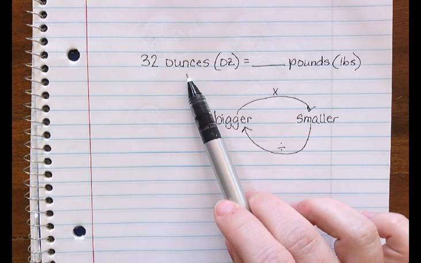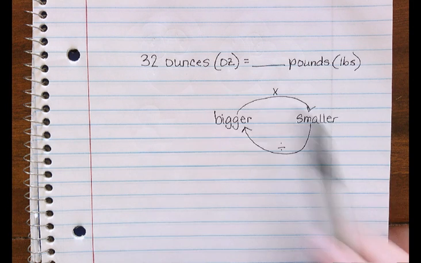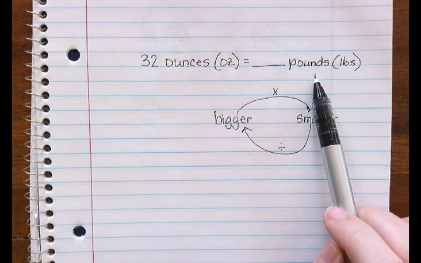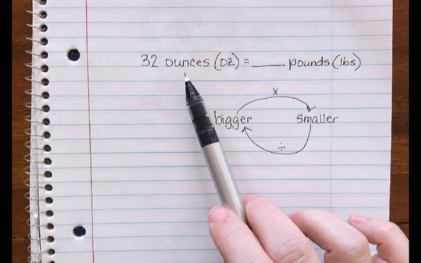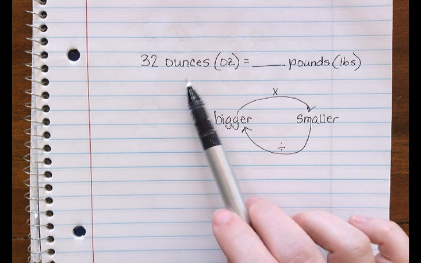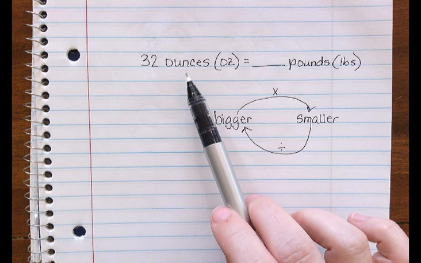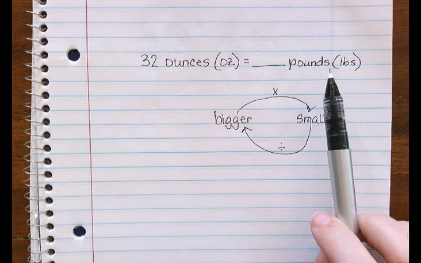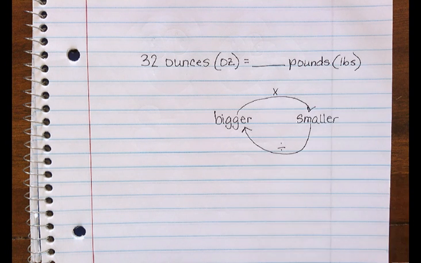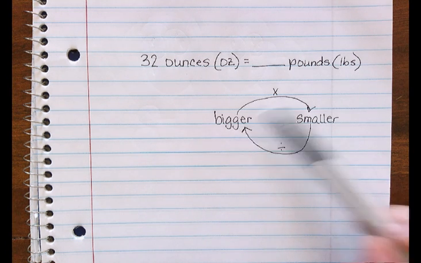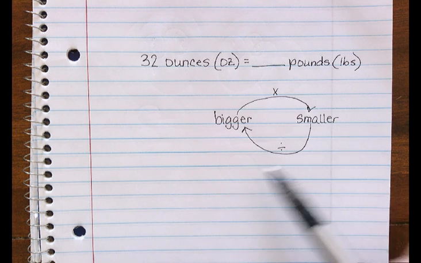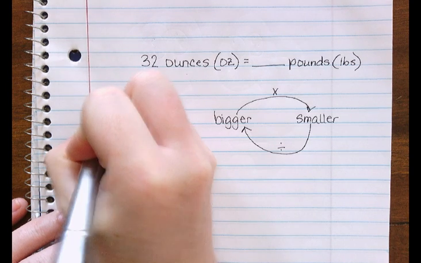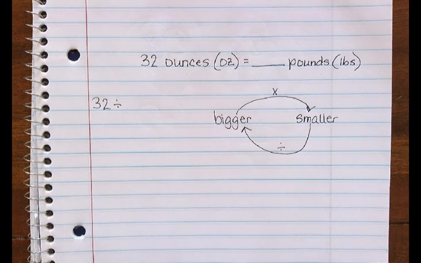So I'm going to take a look. Are ounces bigger or smaller than pounds? Well, ounces are smaller than pounds. We were discussing ounces being about the weight of paper clips, and pounds being about the amount of textbooks or a full bottle of soda. So we're not going from bigger to smaller, we're going smaller to bigger. So in this case, we're going to be taking 32 and dividing it. But what are we dividing it by?